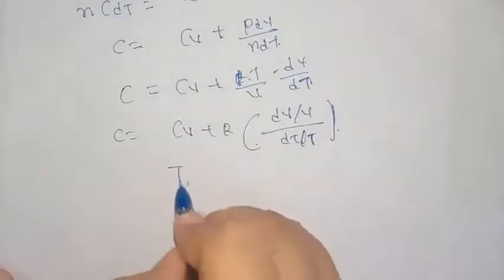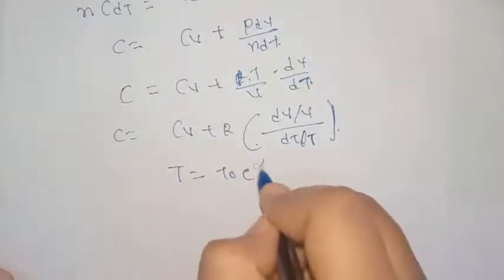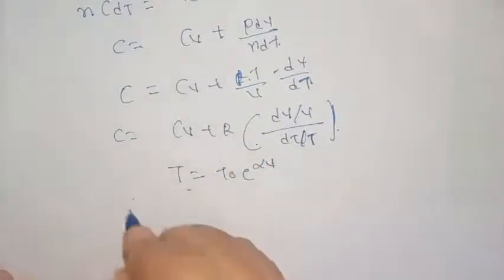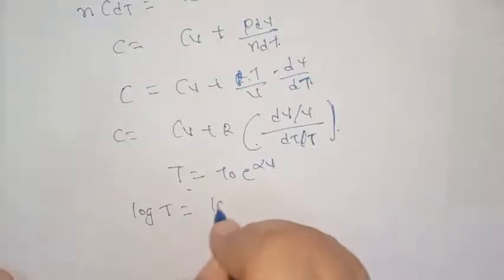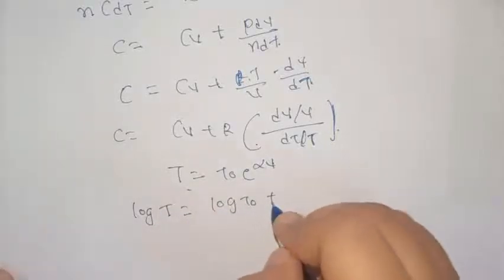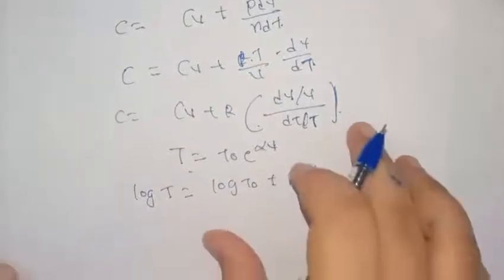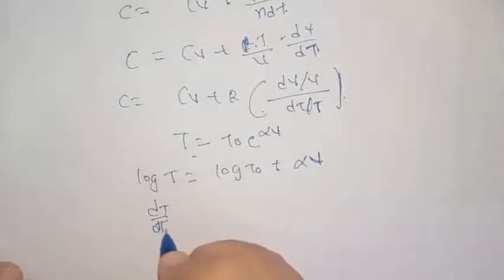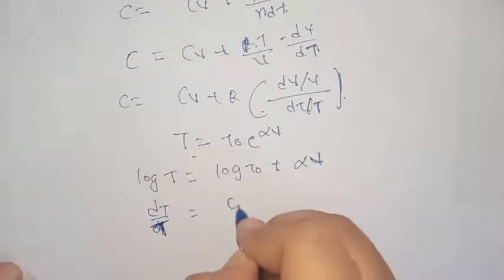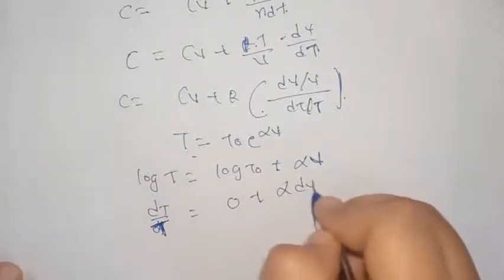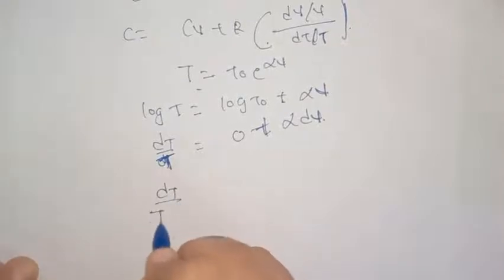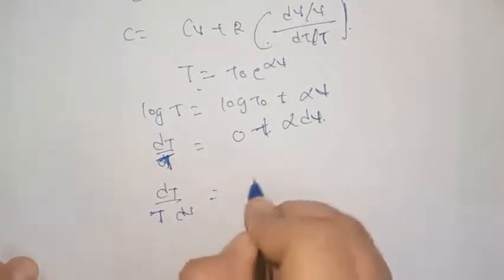Now, the process equation is given by T is equal to T naught e power alpha V. Taking log on both sides, we can write log T is equal to log T naught plus alpha V. Now, differentiating both sides, we can write dT by T is equal to 0 plus alpha dV. So dT by T into dV is equal to alpha.